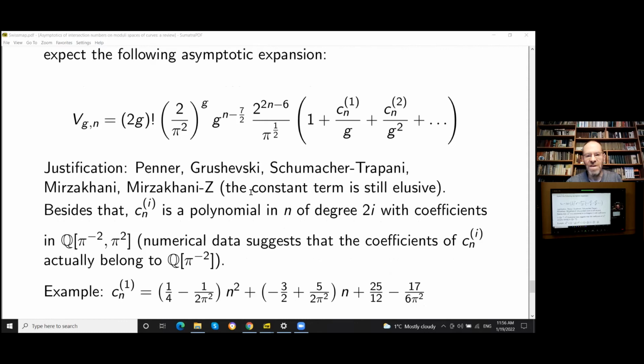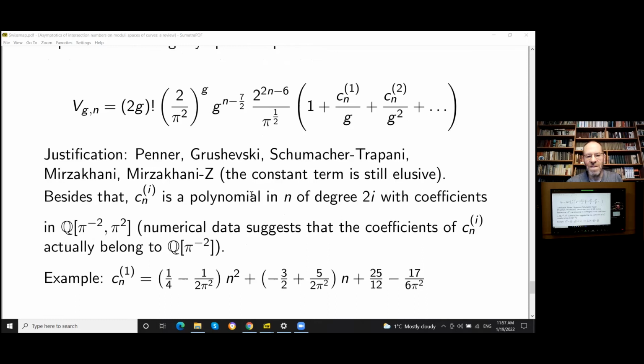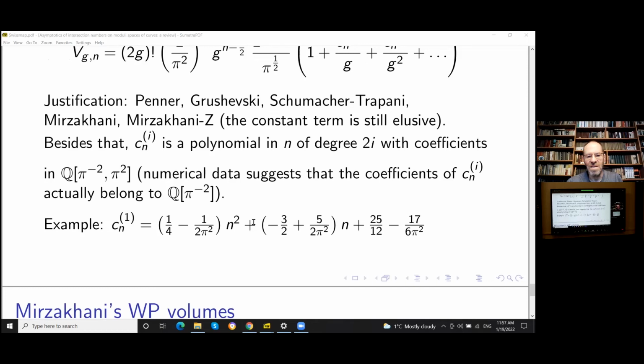The coefficients of the asymptotic expansion also have an interesting structure. They are polynomials in n of degree 2i with coefficients in the polynomial ring generated by pi squared and pi squared inverse. And numerical data suggests that the coefficients of the polynomial C_{n,i} actually belong to the polynomials in the inverse square of pi. The simplest example is the formula for C_{n,1}, and it's given here at the bottom of this page.